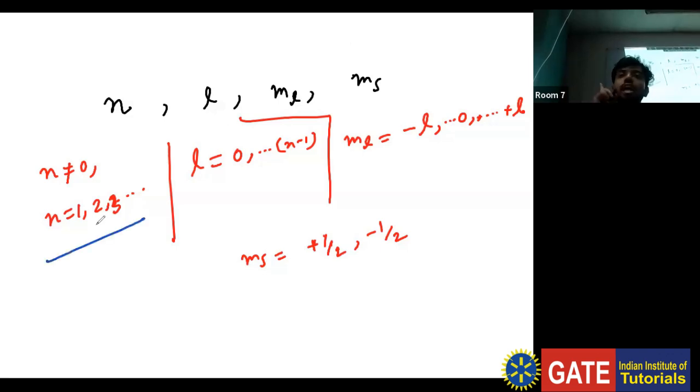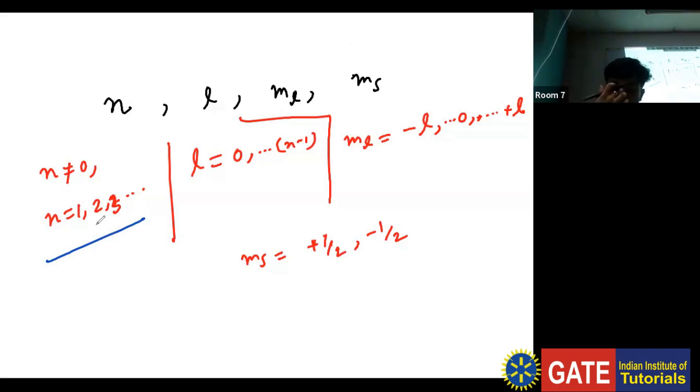N cannot be 0. N is the principal quantum number. If n is equal to 0, it means no orbital exists. That means n can never be 0. N can be 1, 2, 3, up to anything. Up to infinity is possible. L value starts from 0 up to n minus 1. Ml value is minus L to 0 to plus L.